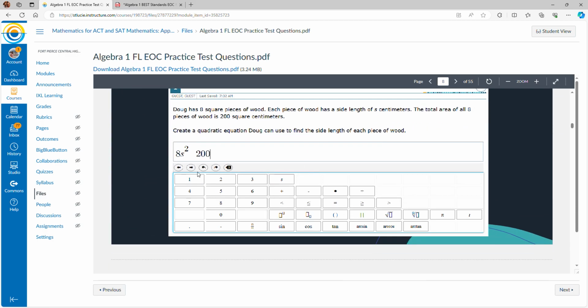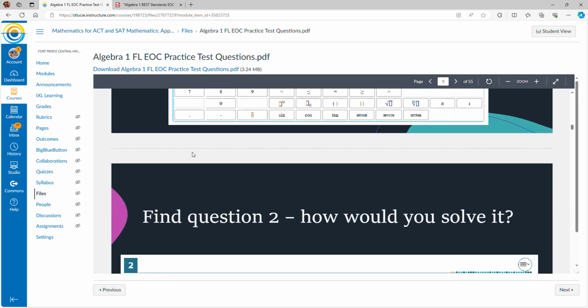And that was what you type in for number 1. Looks like my equal sign didn't go through on this. There should be an equal sign right in between those.